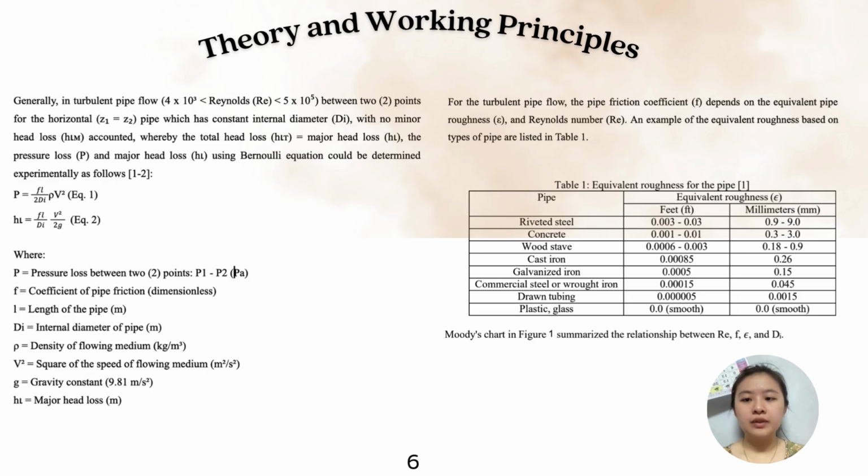There are some parameters that we need to determine in this experiment. First of all is the friction coefficient, velocity, density, diameter. To find the friction coefficient, we need to find out the value of Reynolds number and also the equivalent pipe roughness. This is because the friction coefficient depends on these two parameters. Different types of pipe have different equivalent roughness, so we refer to the right side, which is table 1. Different pipes have different values of roughness.